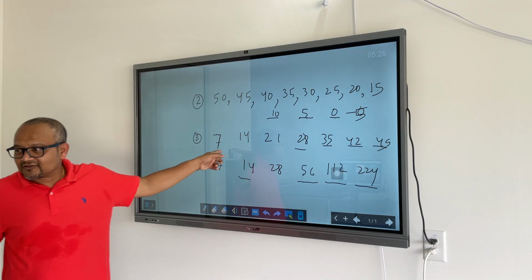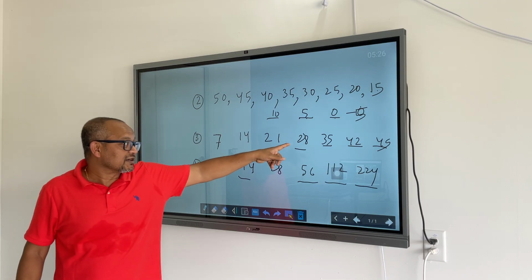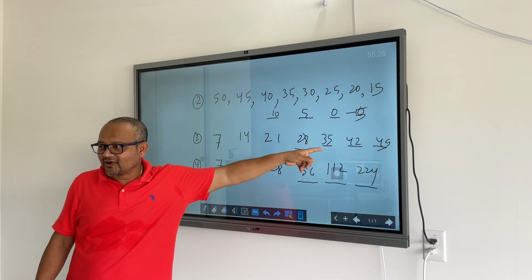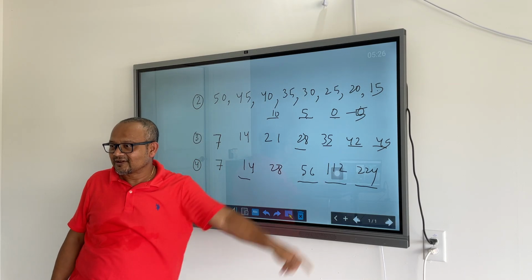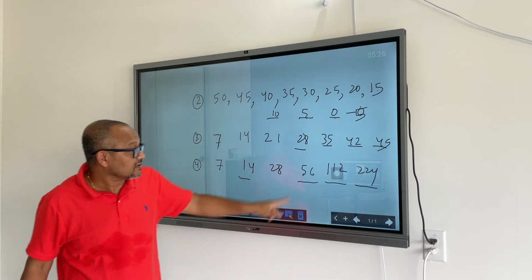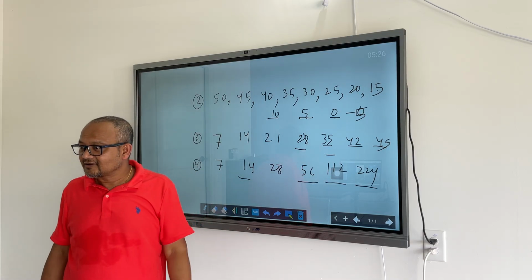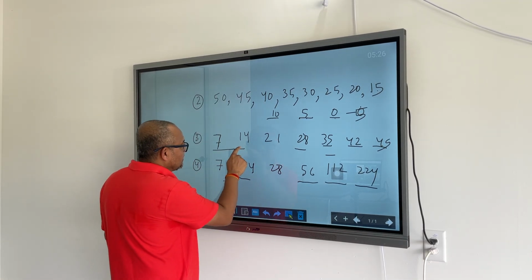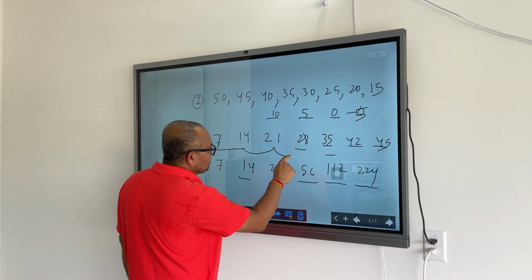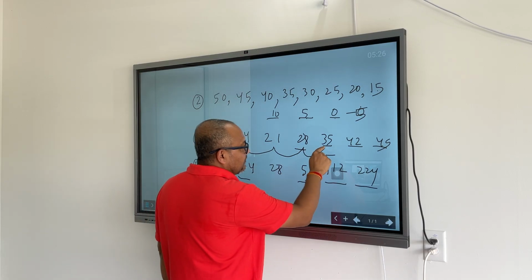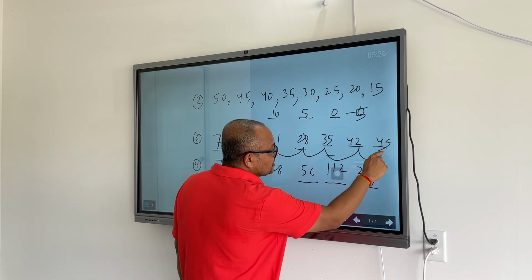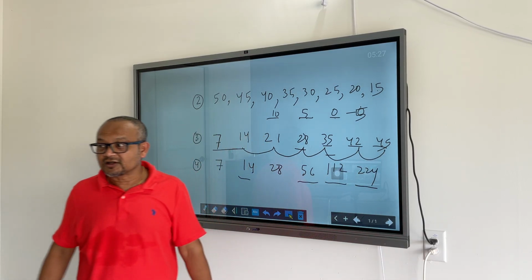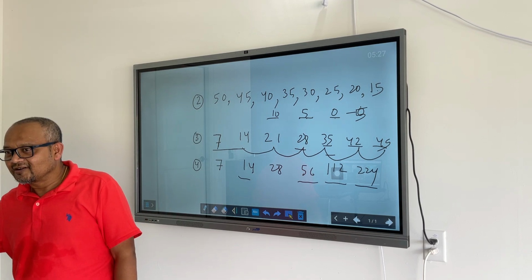7 1 is 7, 7 2 is 14, 7 3 is 21, 7 4 is 28, 7 5 is 35, 7 6 is 42. Wait, then what is 28 plus 7? 35. That's what you see here. There are two relationships? Only one relationship. 7 plus 7 is 14, 14 plus 7 is 21, 21 plus 7 is 28, 35 plus 7, 42 plus 7 is 49. It's one relationship. I get it.